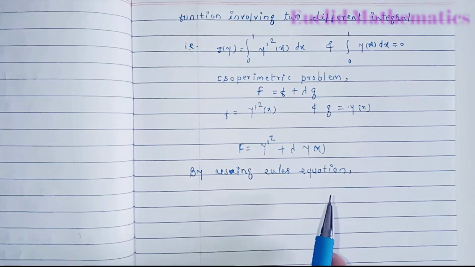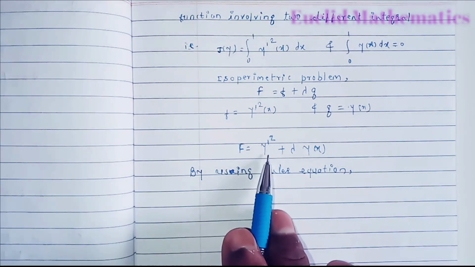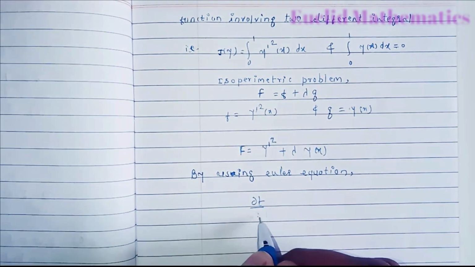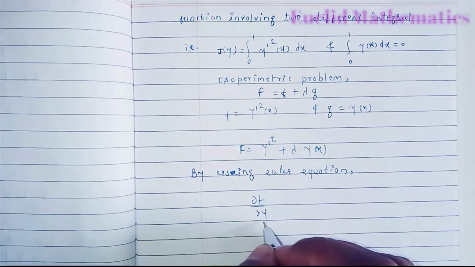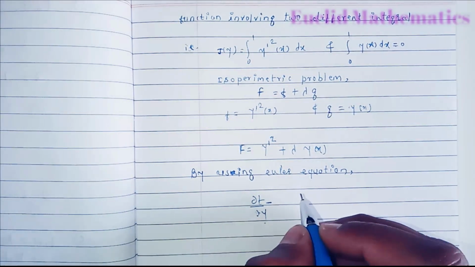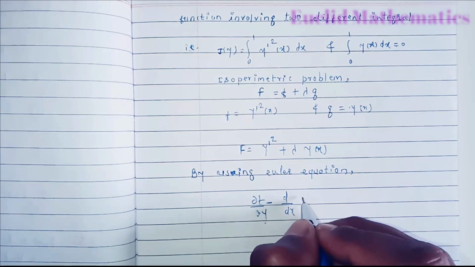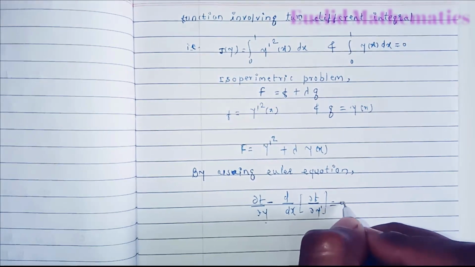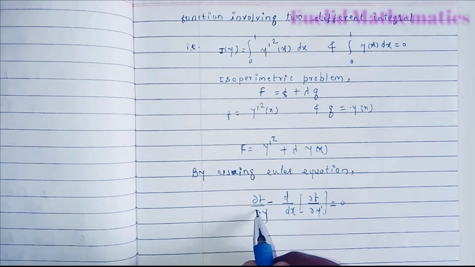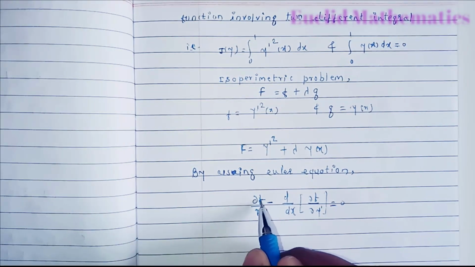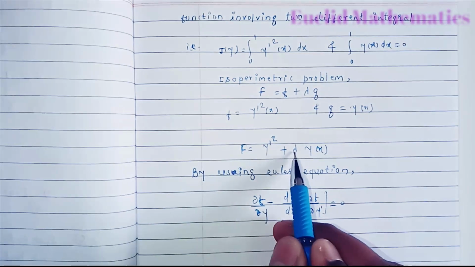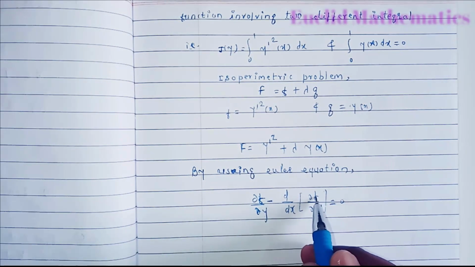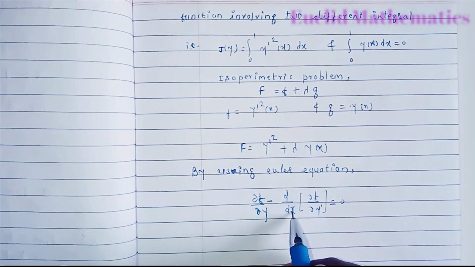Now by using the Euler equation we can solve it further. The Euler equation says that delta F by delta y minus d by dx of delta F by delta y dash equals 0. So here F is y dash square plus lambda into y of x. Now find the derivative of F with respect to y dash and then differentiate with respect to x.